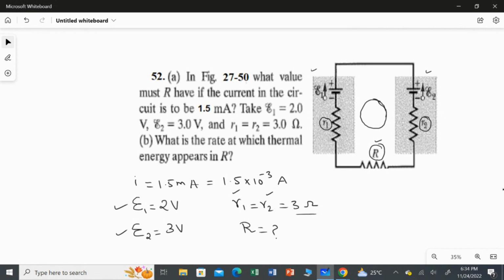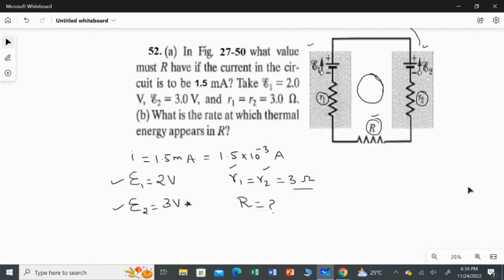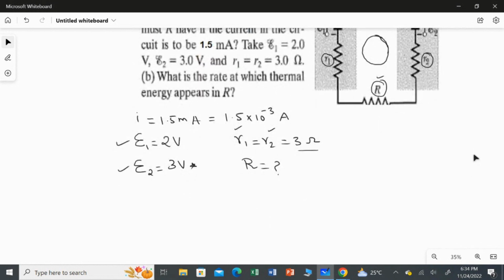So which one is the strongest? The strongest is the second one. So we have to consider the direction of the current to be from the second battery. In such a way, you have to frame the equation. And what did we study in the voltage rule? The voltage rule says you have to separate the EMF on one side, and on the other side you have to separate the current times the resistance.